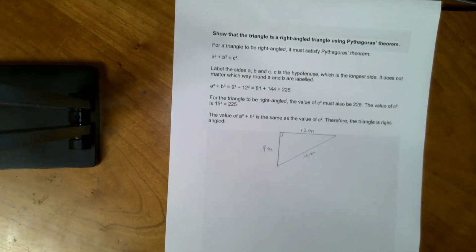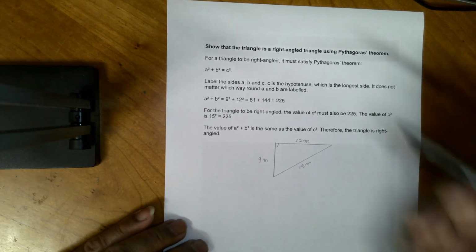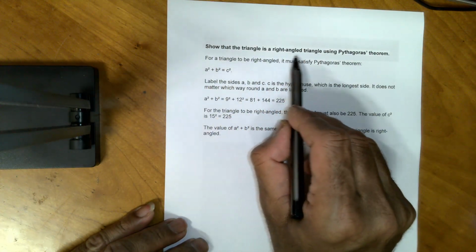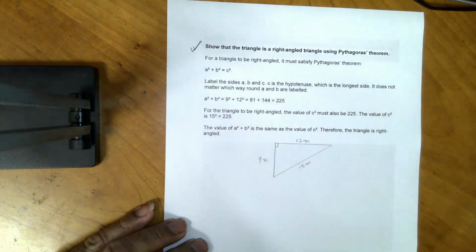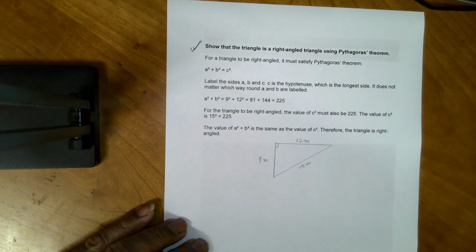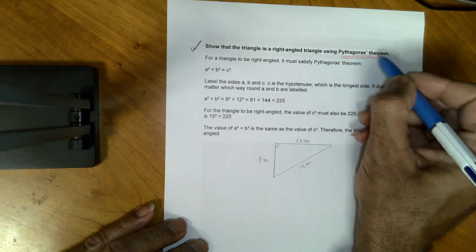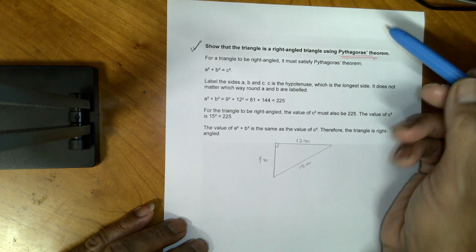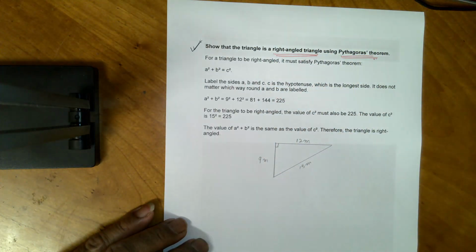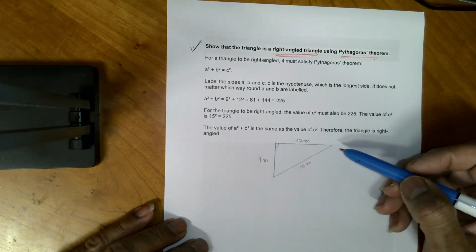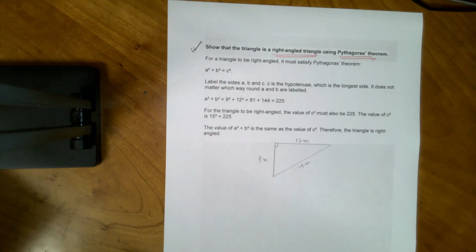In this example, what we need to achieve, it says show that the triangle is a right angle triangle by using Pythagoras theorem. So what we need to do is use Pythagoras theorem, and by using it, we need to prove that it's a right angle triangle. This is what we have to achieve. So for that, we got here a right angle triangle, and the length has been given as well.